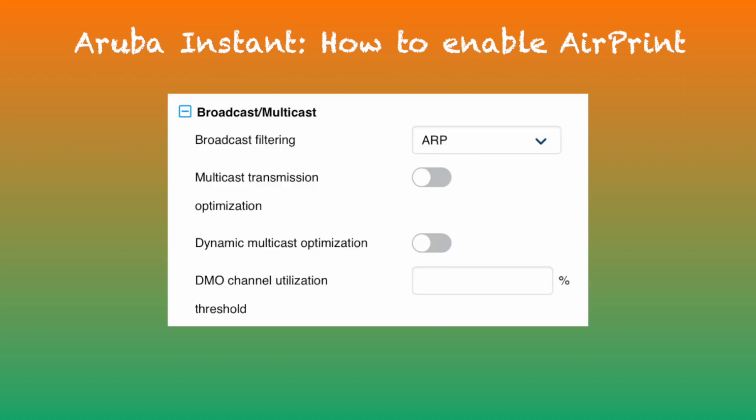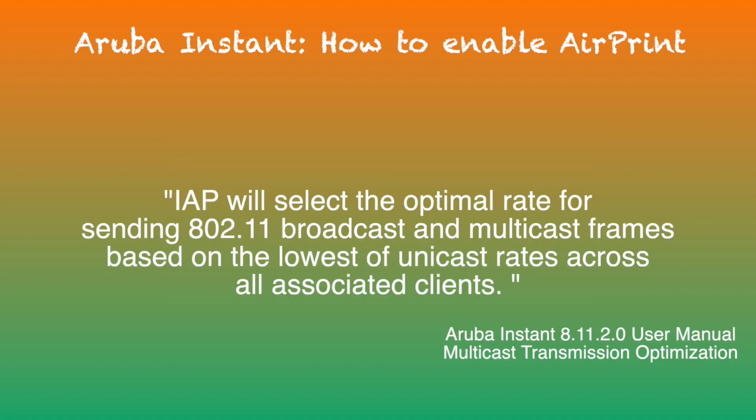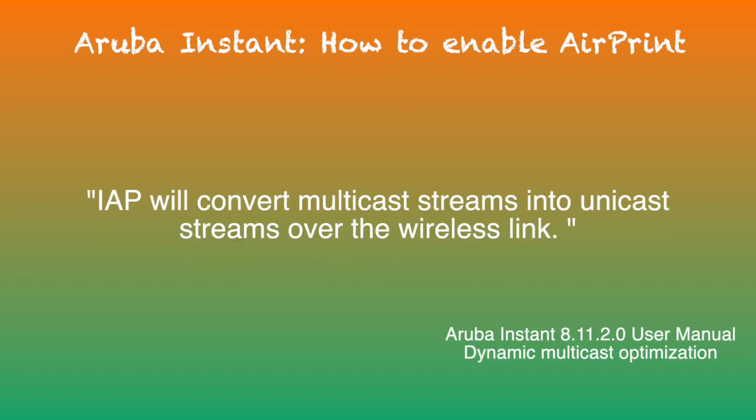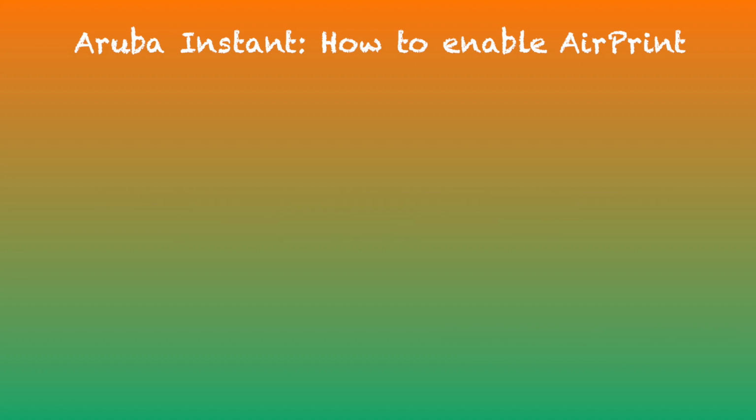Just below the broadcast filtering, there are two related options: multicast transmission optimization and dynamic multicast optimization. According to the official user guide, my understanding of the two options is as follows. Multicast transmission optimization will send multicast data at the fastest possible rate, which is basically the slowest associated client speed. Dynamic multicast optimization will convert multicast streams into targeted unicast streams over the Wi-Fi. Both should improve multicast data transmission and, therefore, overall reduce network congestion.